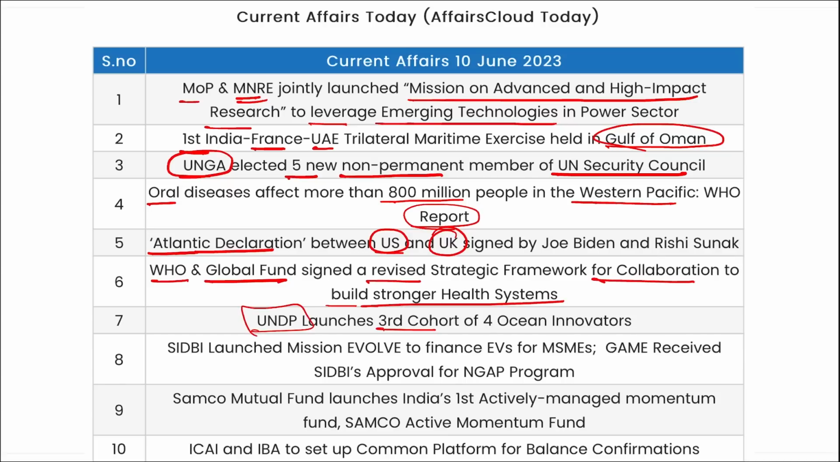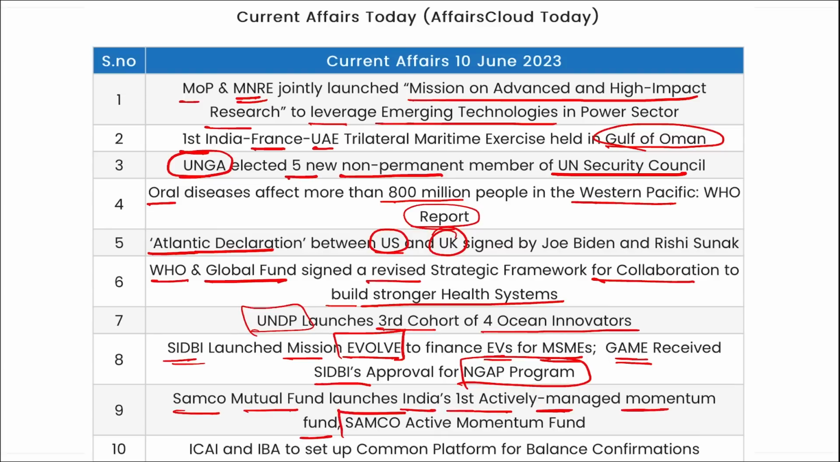UNDP launched third cohort of 4 ocean innovators. SIDBI launched Mission Evolve to finance electric vehicles for MSMEs. GAME received SIDBI's approval for NGAP program. Samco Mutual Fund launched India's first actively managed momentum fund, that is Samco Active Momentum Fund.